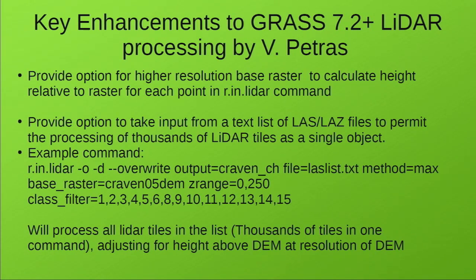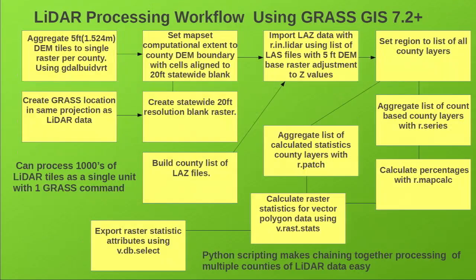The other thing was that he enhanced it by saying, okay, here you can give this command an ASCII text list of LiDAR tiles, and it will process them as if it were one single point cloud, seamlessly. The workflow was generally along the lines of you take all the DEM tiles for a county, merge them into one raster layer, and then set up your workspace and to a common statewide blank, so every cell would align for every county as you processed it.